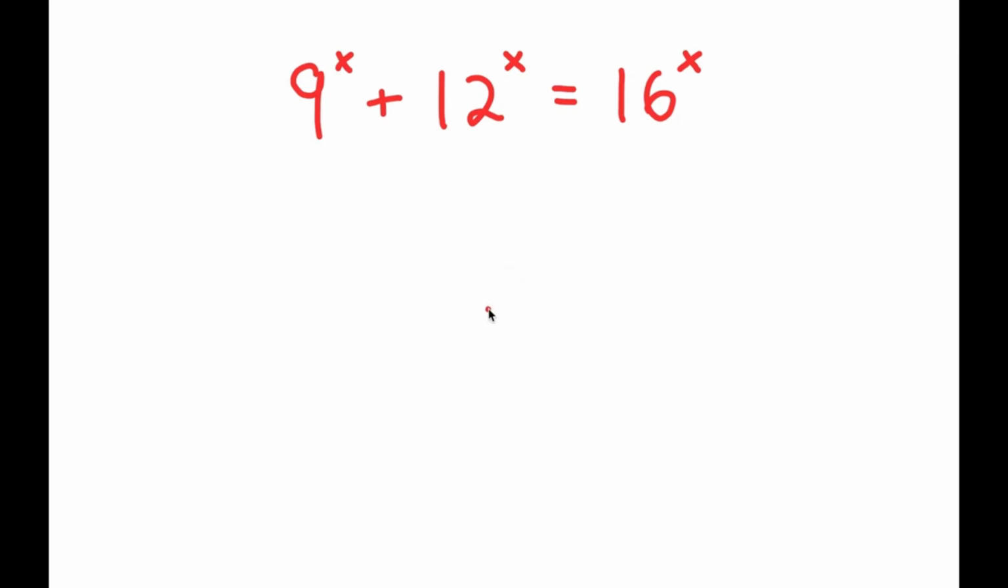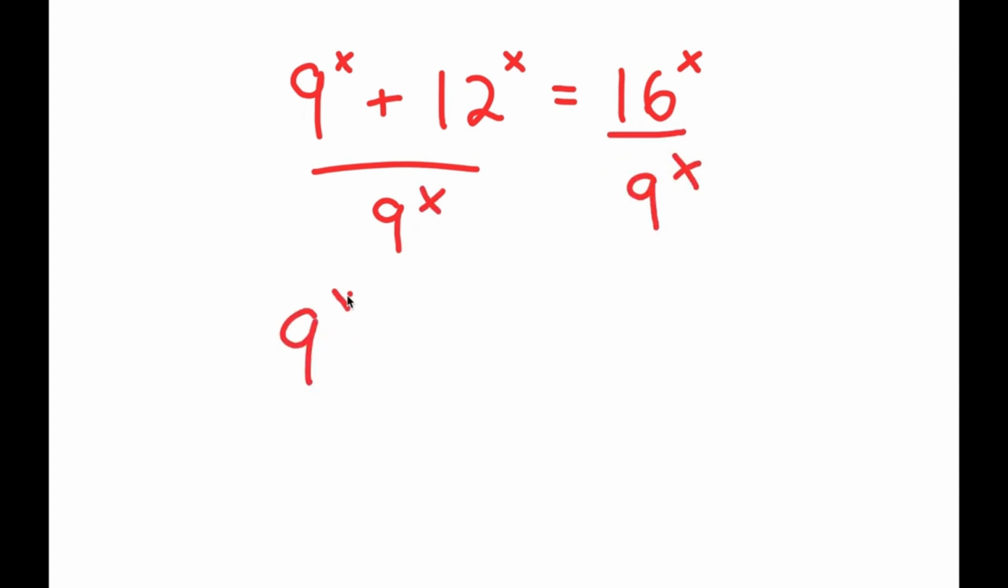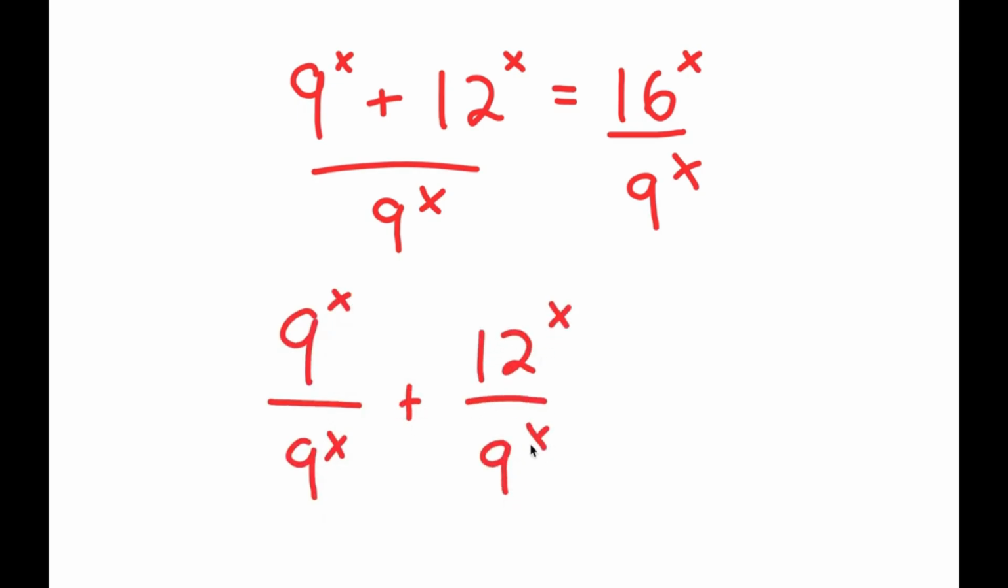Alright, so in this problem, I have 9 to the power of x plus 12 to the power of x is equal to 16 to the power of x. So what I'm going to do is first start by dividing both sides by 9 to the power of x. So this means that I get 9 to the power of x over 9 to the power of x plus 12 to the power of x over 9 to the power of x is equal to 16 to the power of x over 9 to the power of x.